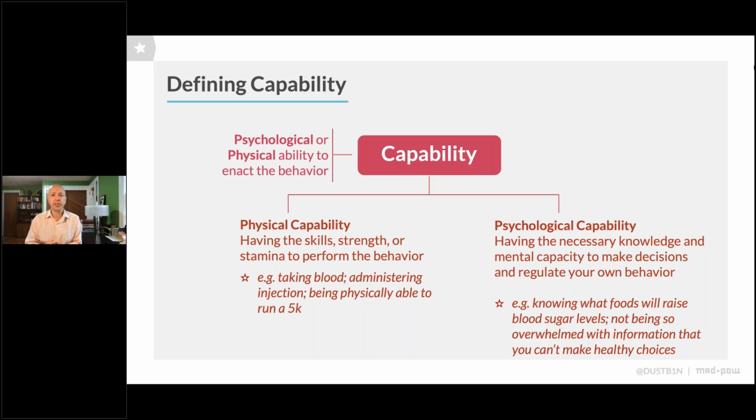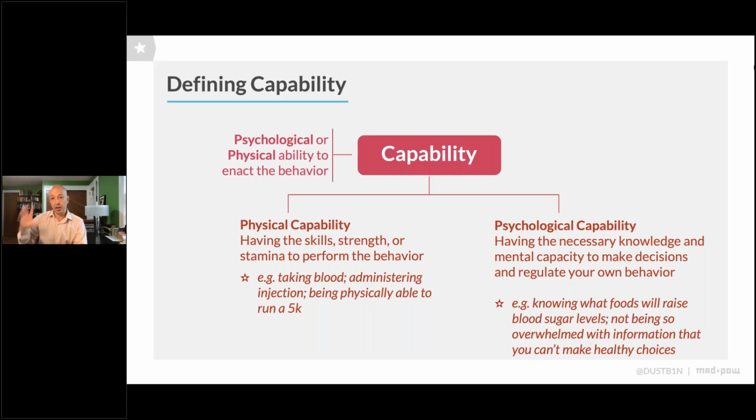Again, just to be very clear, when we think about capability, we can think about physical skills, strength, stamina. When we think about if we want either a patient or a clinician to be able to take blood or administer an injection, right? Do they have the physical skills to do that? Or someone being able to run a 5K or walk a mile, for example.